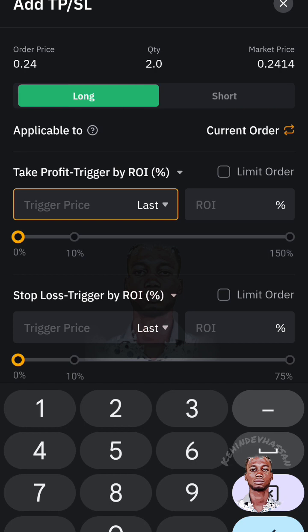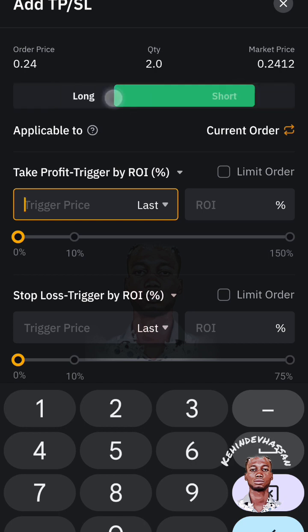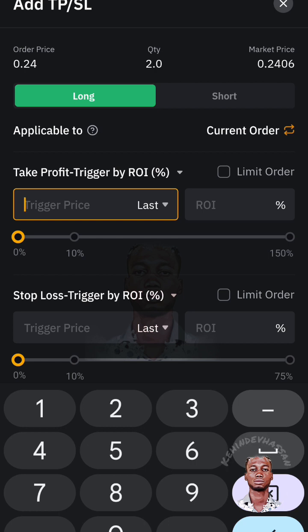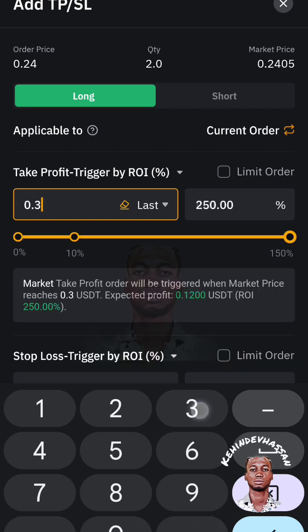It's going to be based on either long or short. That's going to be the signal that I'm going to be posting. Long means buy, short means sell. So when I give you long, you click here for long. When I give you short, you click here for short. For long, let's say we are using a take profit, which also means target or profit trigger.